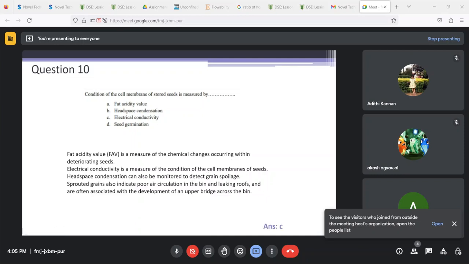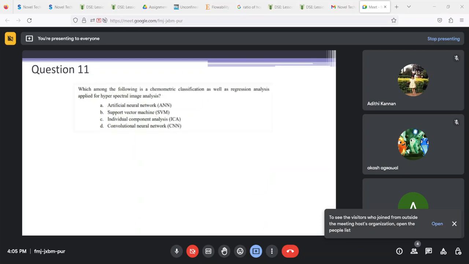The answer is option C. It is electrical conductivity. The difference between an intact membrane and a ruptured membrane is what will give you the condition of the cell membranes of the seeds. So hope this is clear. These are just some of the parameters that are used to analyze whether your seeds are of good quality right now or not.